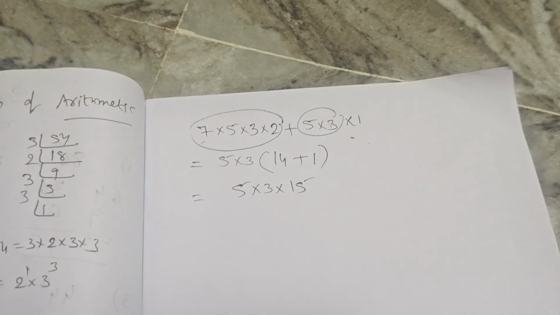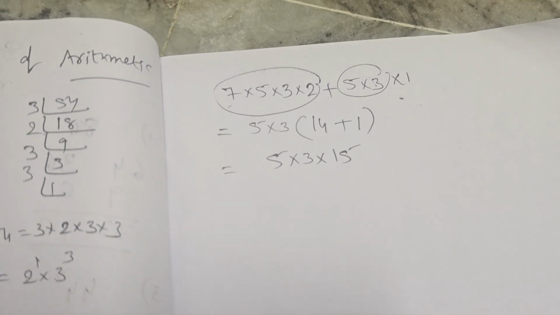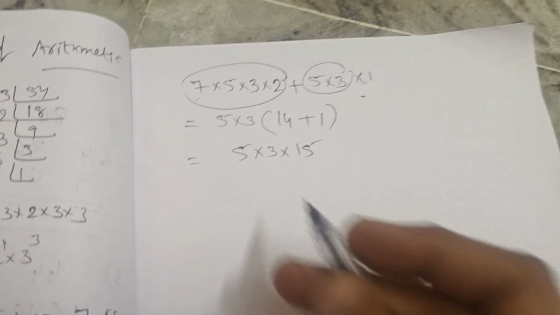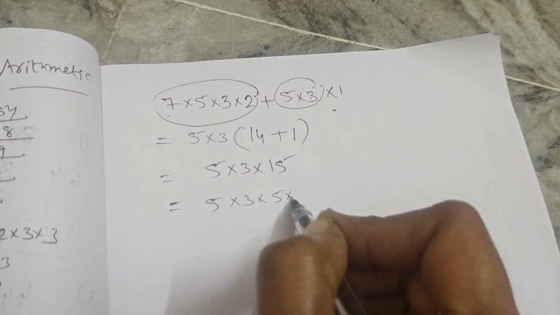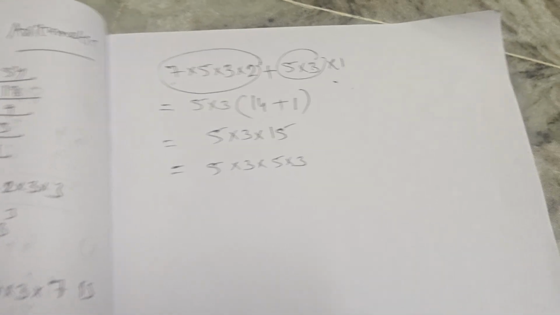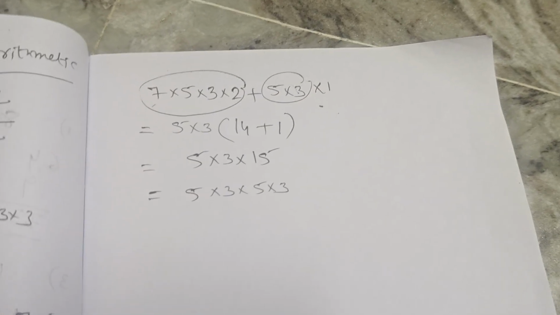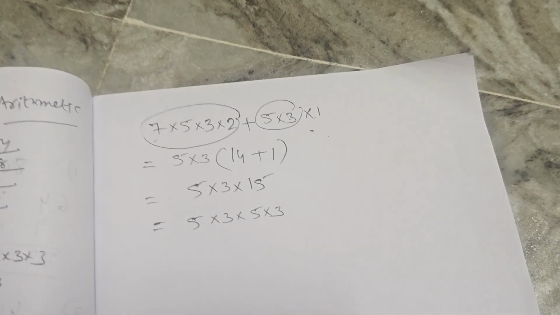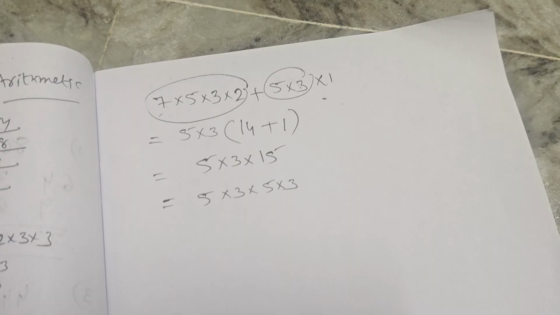If you observe this, these are not all prime factors. Why? 5 is a prime number, 3 is a prime number, but 15 is not a prime number. So what do we have to do? 5 into 3 into 5 into 3. Here the given number is expressed as a product of primes. So the given number is a composite number. By which theorem are we saying this? By the fundamental theorem of arithmetic.